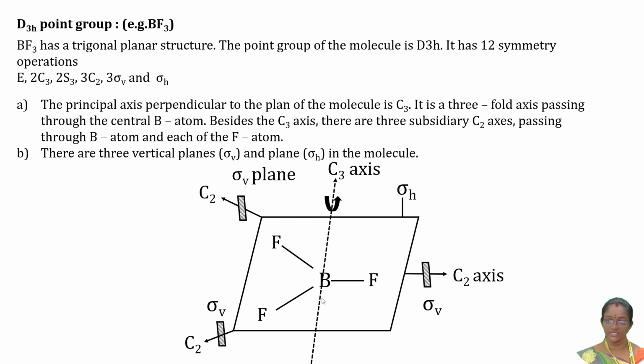Here we have represented the structure of the BF3 molecule along with the C3 axis, C2 axis, sigma v plane and all. The principal axis perpendicular to the plane of the molecule is C3, which is passing through the boron atom. It is a threefold axis passing through the boron atom. Besides this C3 axis, there are 3 subsidiary C2 axes, which are passing through the fluorine atoms. There are 3 vertical planes, sigma v, and 1 sigma h plane.